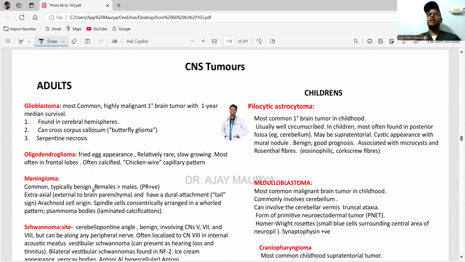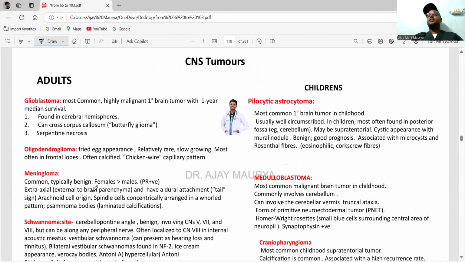Coming to CNS tumors, CNS tumors are very important. In children we see pilocytic astrocytoma. They'll ask you which is the most common primary brain tumor in childhood. It is pilocytic astrocytoma. One MCQ covered. Which brain tumor?